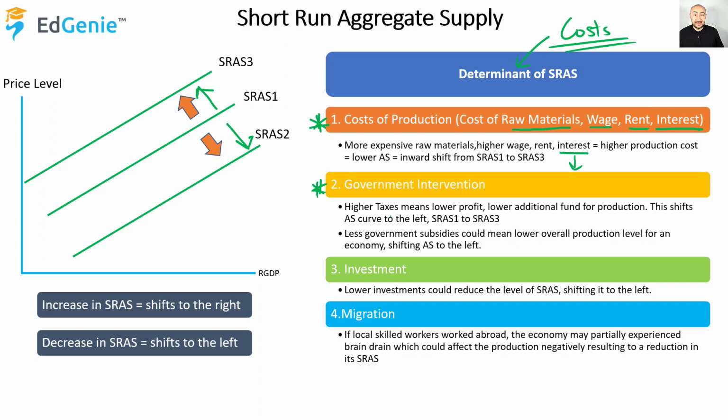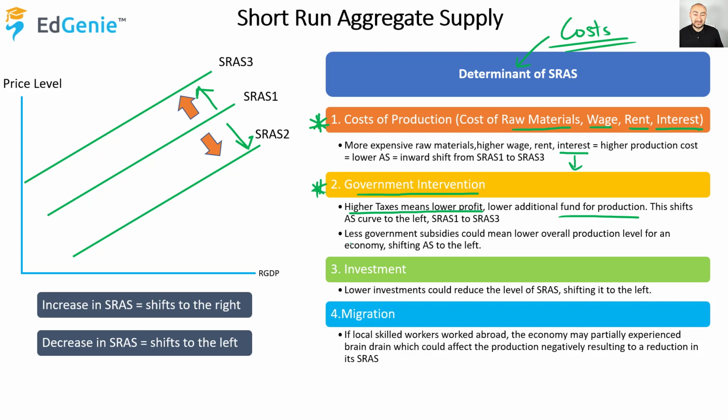Again, government intervention. Higher taxes mean lower profits. A tax is a cost, essentially, a withdrawal away from the local economy, so there's going to be lower additional funding for production. And this shifts the SRAS curve to the left again, inwards. What that means is your costs of production are going to be much higher.